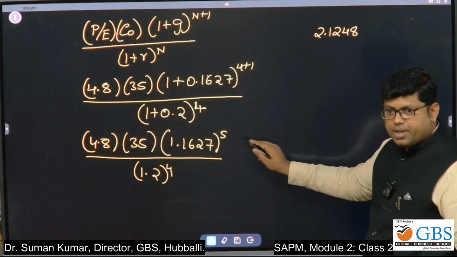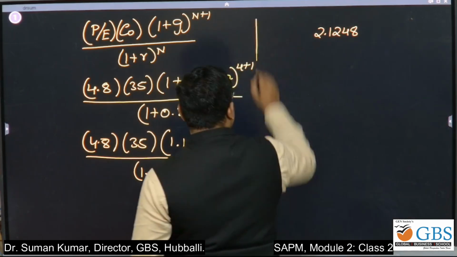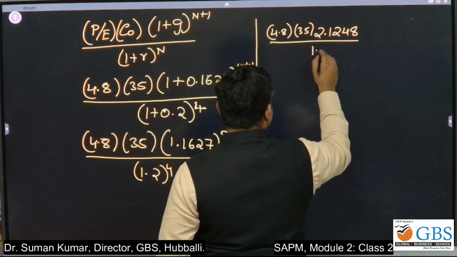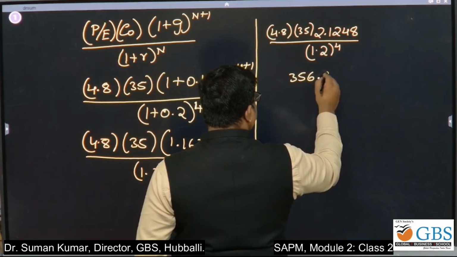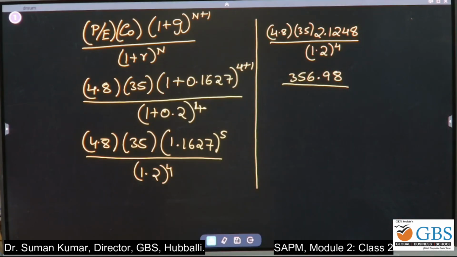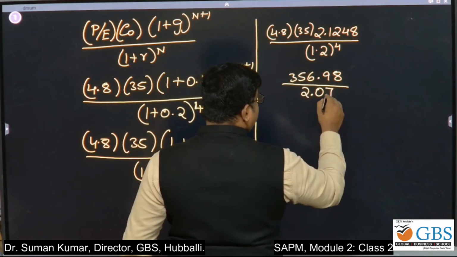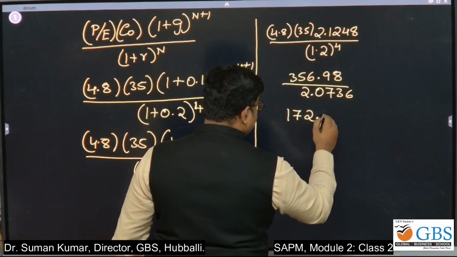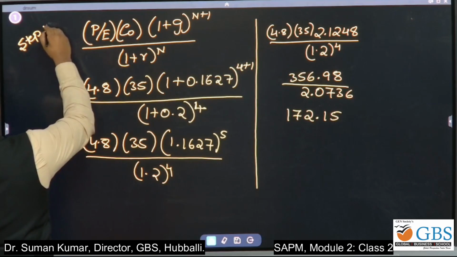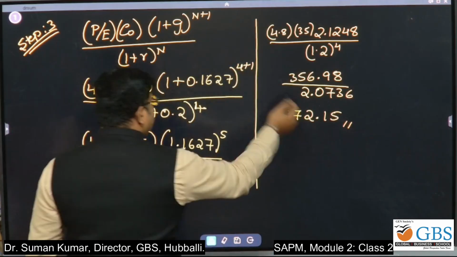2.12. Sorry, I put in the entire value. 1.162 raised to 5. Okay, into 4.8 into 35. 1.2 raised to 4. Multiply this: 356.998 divided by 1.2 raised to 4, which is 2.0736. Divided by that, we get 172.15. Step. Now, last step.